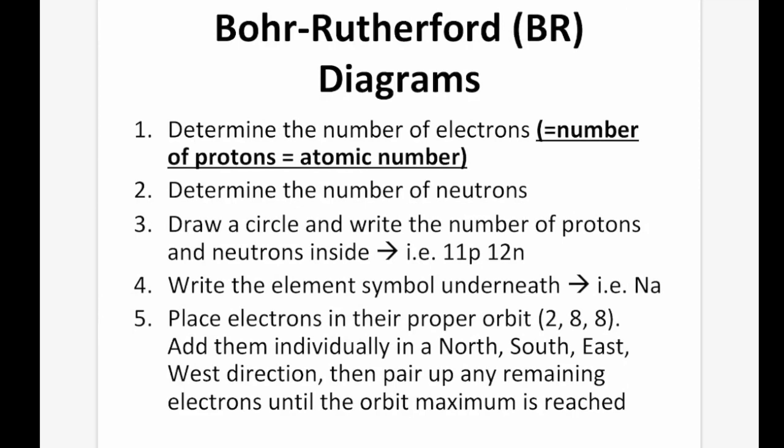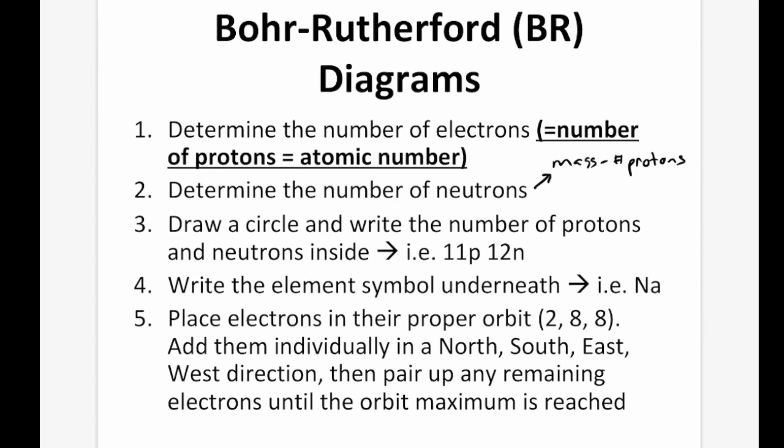Well, first of all, we need to determine the number of electrons. The number of electrons is going to equal the number of protons, which is going to equal our atomic number. Next, we're going to determine the number of neutrons. Remember, the number of neutrons is going to be the mass minus the number of protons. Then we're going to draw a circle and write the number of protons and neutrons inside.